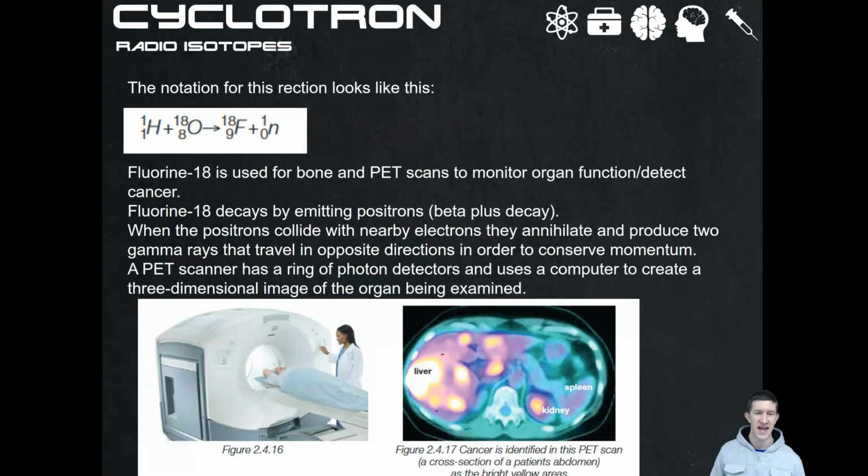A PET scanner has a ring of photon detectors and uses a computer to create a three-dimensional image of the organ being examined by detecting the two-directional particles, these gamma rays that are ejected. And it puts all of these together as the fluorine-18 decays, and it generates this image of sort of different colors and resolutions of what we're looking at for an organ.